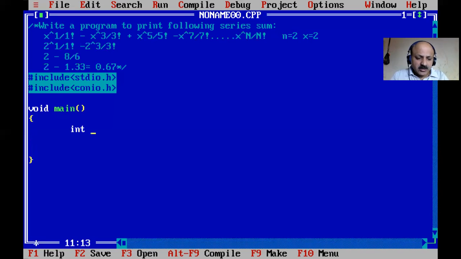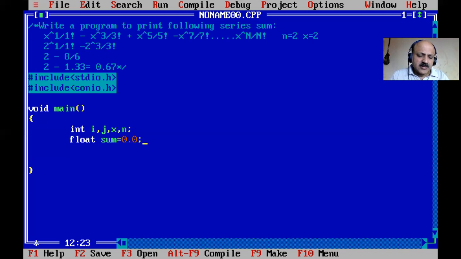We need i, which is directly 1 then 3, but the minus sign depends on even-odd logic, so we can take j also, then x, and the number of terms variable n. Also float sum: the sum is float, so we decide the answer sum has the float data type.